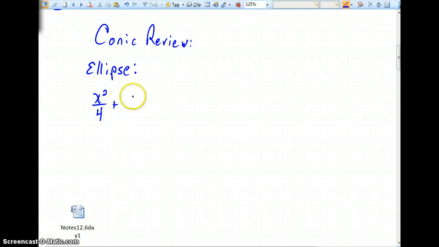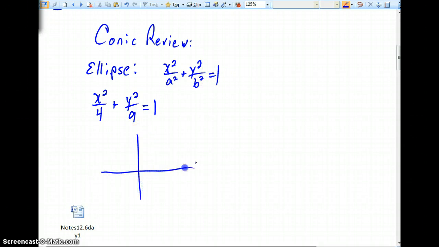You might recall that you could have something of the form x squared over a squared plus y squared over b squared equals 1. Well, this a term, not the squared term itself, but like in this case right here, this is 2 squared. This would indicate that, of course, we'd have a center at 0, 0 here. I hope we recall that from our days in pre-calc.